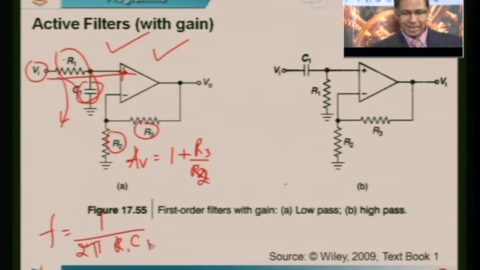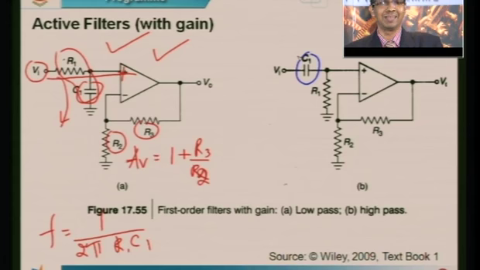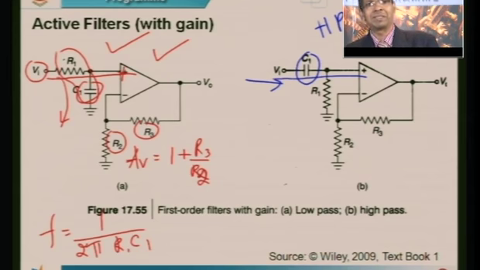The circuit on the right side is again a similar amplifier, with the same gain, 1 plus R3 by R2, but the difference is that I now have the capacitor in series with the input applied. That means what? All the low frequencies are blocked while high frequencies are allowed to go through. So this essentially becomes a high pass filter with a gain of 1 plus R3 by R2. The cutoff frequency is again given by the same expression, 1 upon 2 pi R1 and C1.